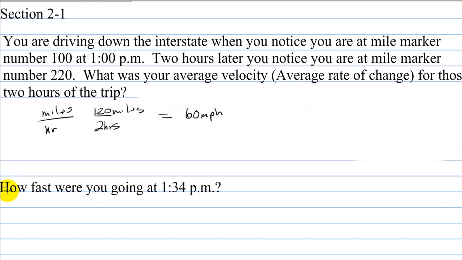Now if we look at the next question, it says, how fast were you going at 1:34 p.m., which would be roughly a half hour after you start clocking this. Well, unless you were sitting and staring at the speedometer and marked it at 1:34, you don't know how fast you're going given the information in the paragraph above. And that's a lot of what calculus is about, is finding what we call instantaneous velocity.